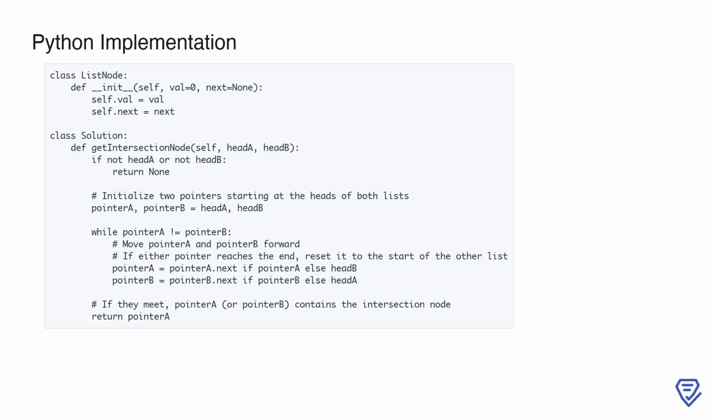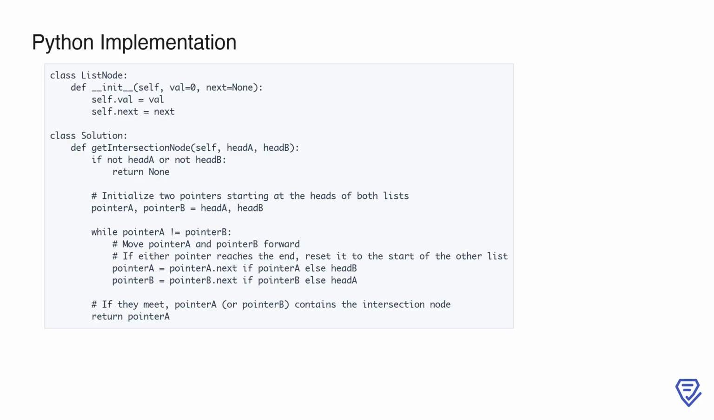If no intersection exists, the loop exits with both pointers being None, and None is returned. This approach has a time complexity of O(m + n), where m and n are the lengths of the two linked lists, as each pointer traverses each list at most once. The space complexity is O(1), as it uses only two pointers and no additional data structures.